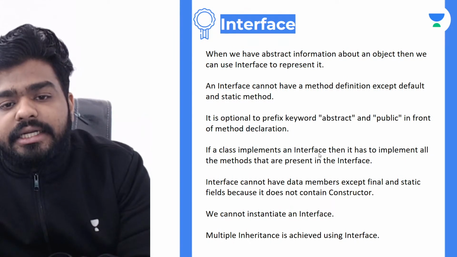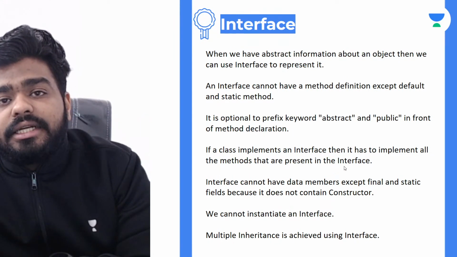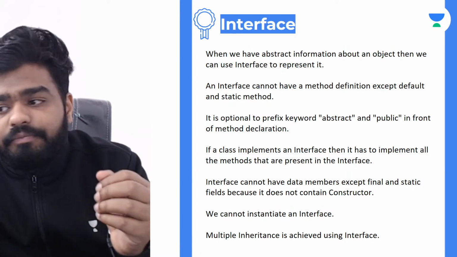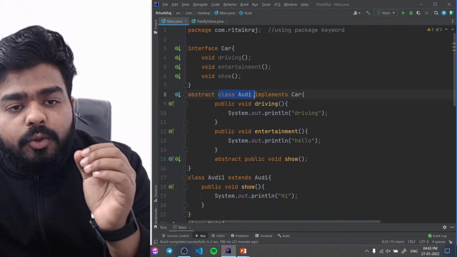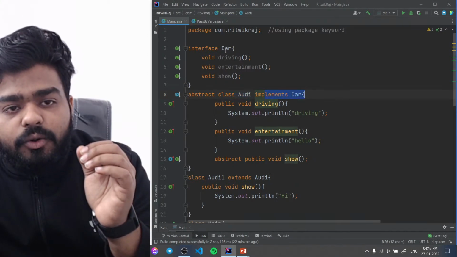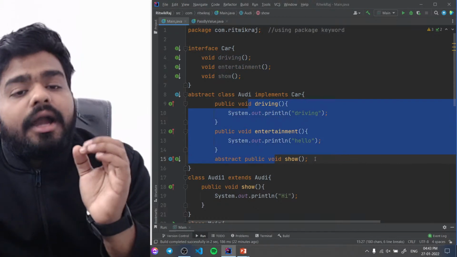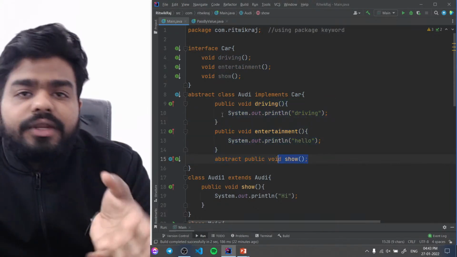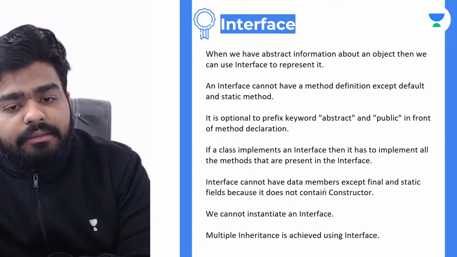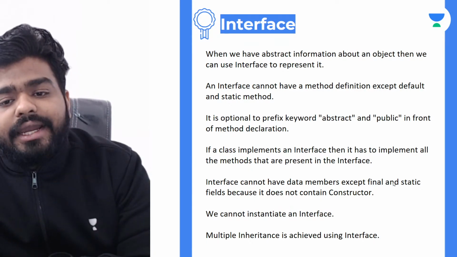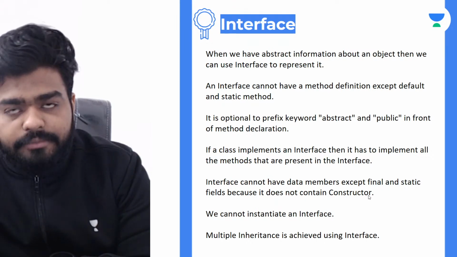If a class implements an interface, then it has to implement all the methods that are present in the interface. मैंने आपको बताया कि अगर कोई क्लास इंप्लीमेंट कर रहा है किसी इंटरफेस को, तो उसके सारे मेथड्स को यहाँ पे डिफाइन होना जरूरी है। अगर कोई भी मेथड डिफाइन नहीं हो रहा है तो फिर से वही सेम प्रोसेस चलता रहेगा। Interface cannot have data members except final and static fields because it does not contain constructor.